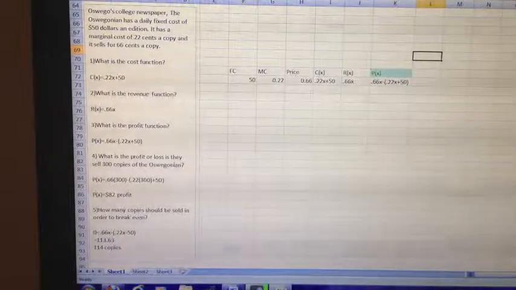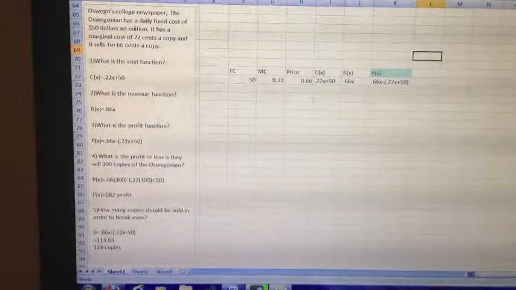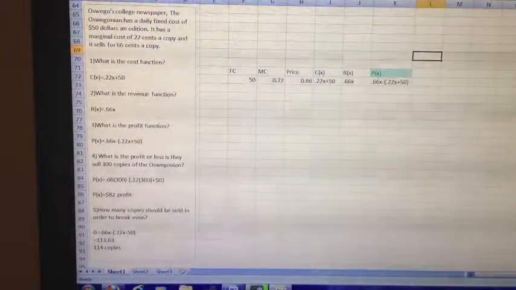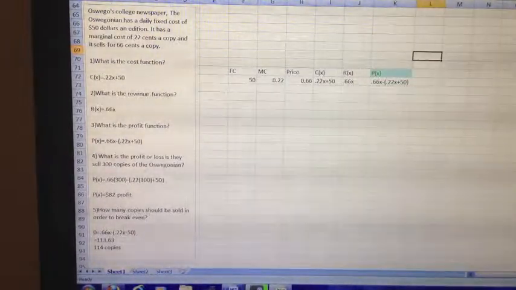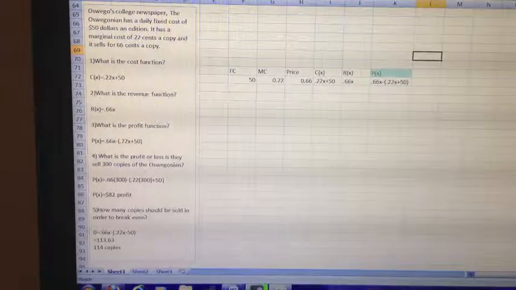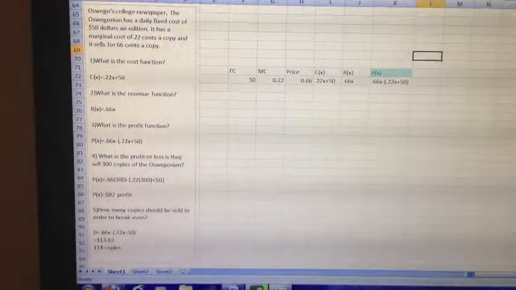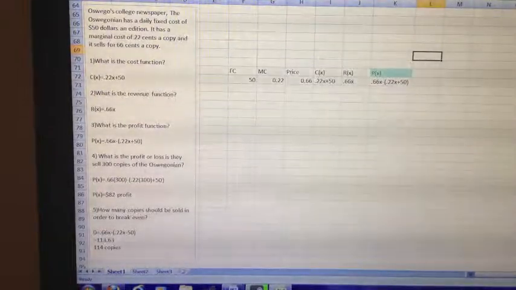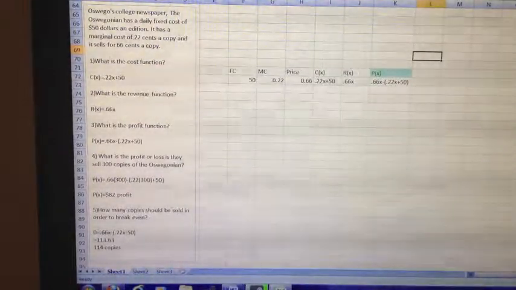The next question is very important. It's a break-even question. It says how many copies should be sold in order to break even, which means that we don't want to gain any money, we don't want to lose any money, we want to break even at the end. So what we do for this is take our profit function and set it equal to 0.